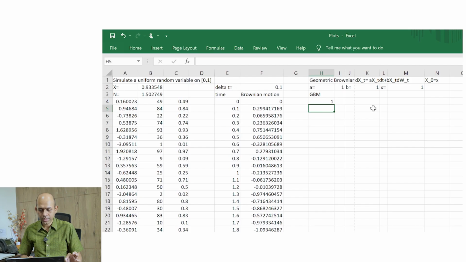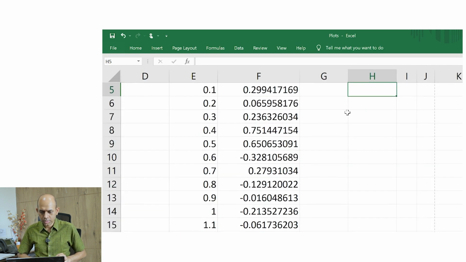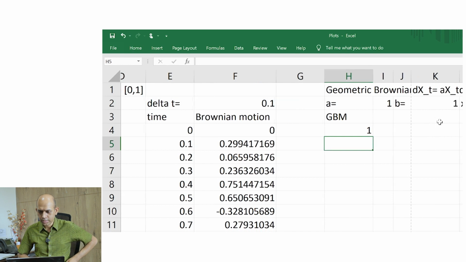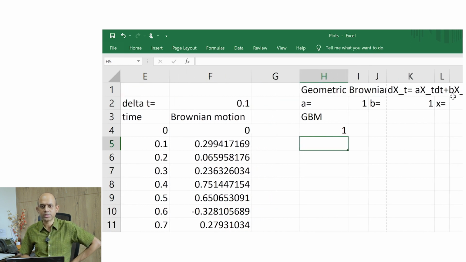Now, placing all the parameter values, we would be able to simulate the geometric Brownian motion process by discretizing the stochastic differential equation, which is written here. It is dXt is equal to a times Xt dt plus b times Xt dWt, starting with X0 is equal to small x. Here we have also fixed the values of a, b, and the initial point x, all are 1.